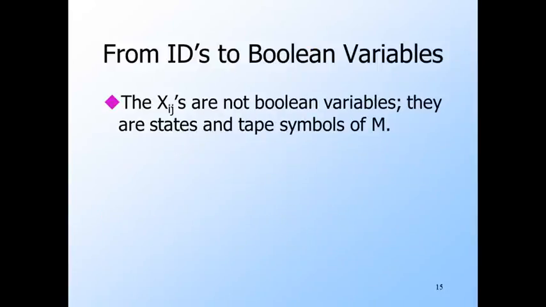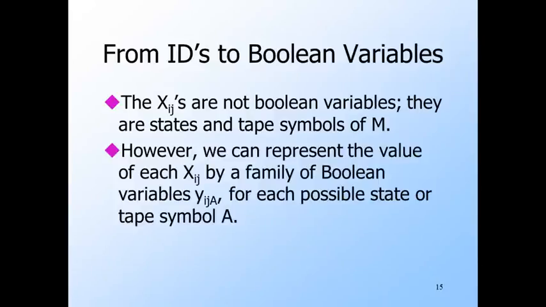Now remember, the x's are not Boolean variables. They represent states and tape symbols of M. However, each variable can take on only a fixed number of values, the sum of the number of tape symbols and the states of the known Turing machine M. Thus, we can represent each x_ij by this number of propositional variables, exactly one of which can be true.